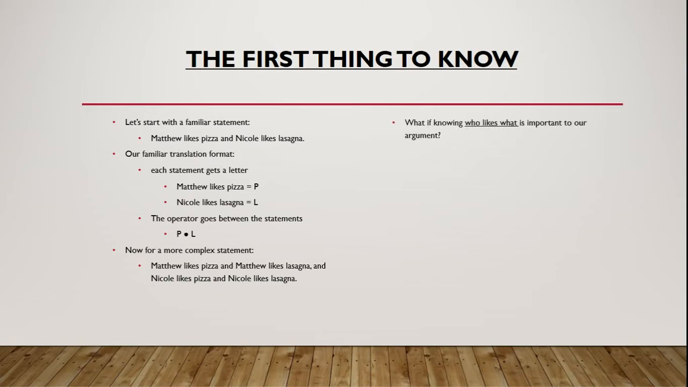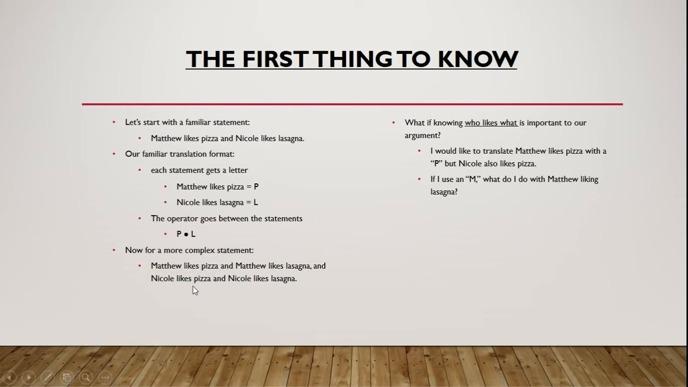What if knowing who likes what is important to our argument? So I'd like to translate Matthew likes pizza with a P. So going over to the first part, Matthew likes pizza. I'd like to translate that with a P for the pizza part. But Nicole also likes pizza, and so that might get us confused because, well, who are we talking about who likes the pizza?